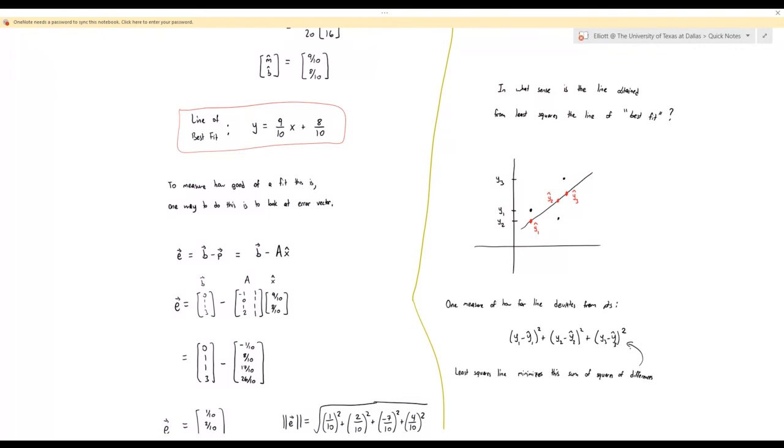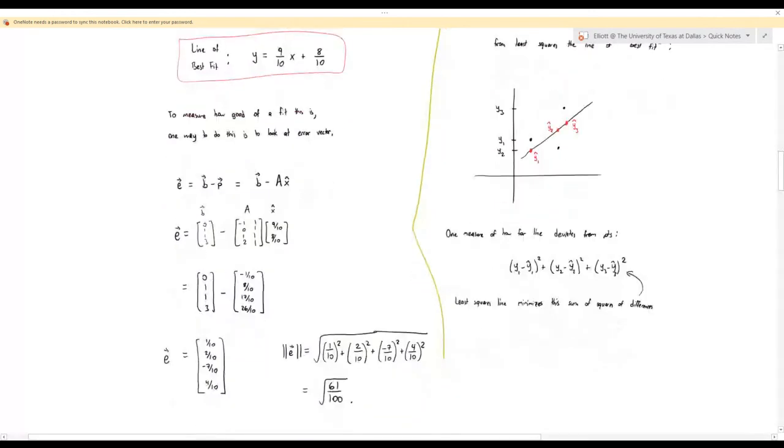But if you choose another measure of how a line deviates from some given points, you could come up with a different line of best fit. But we won't consider those, at least not in this class. All right. Cool.